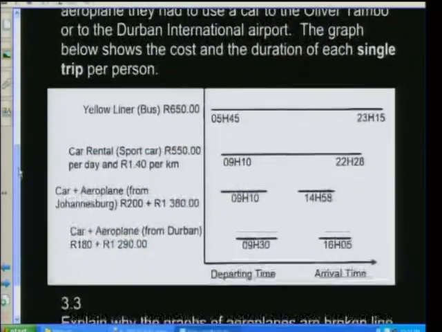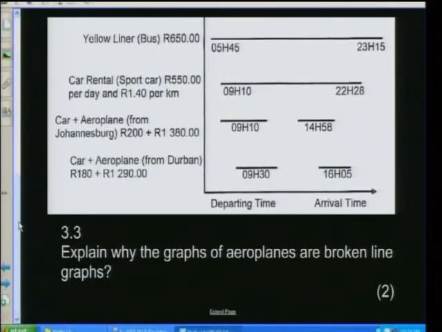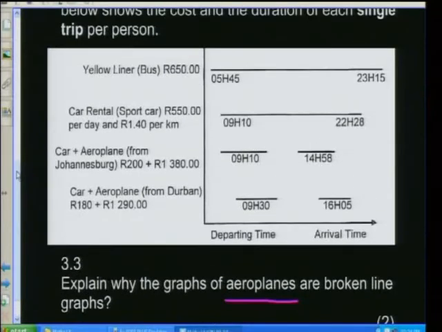Let's see what the next part of the question says. Explain why the graph of the aeroplanes are broken line graphs. Well, remember when I was telling you about the graphs, I said the graphs are actually showing the journey. So their bus, they left at a certain time and they were on the road the entire time until they got to Port Elizabeth. With our planes, they had a short journey. There was a time where they were basically resting, and then they had another journey.